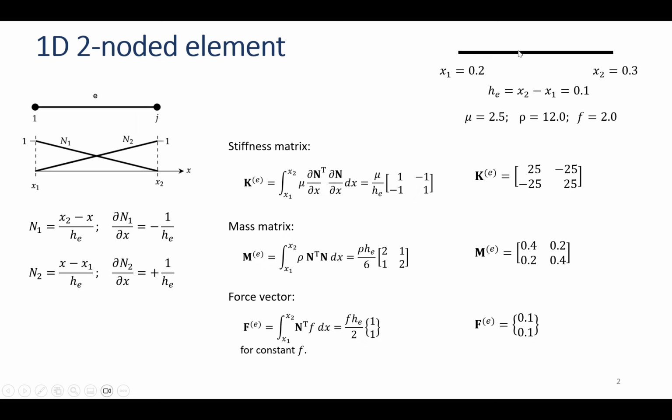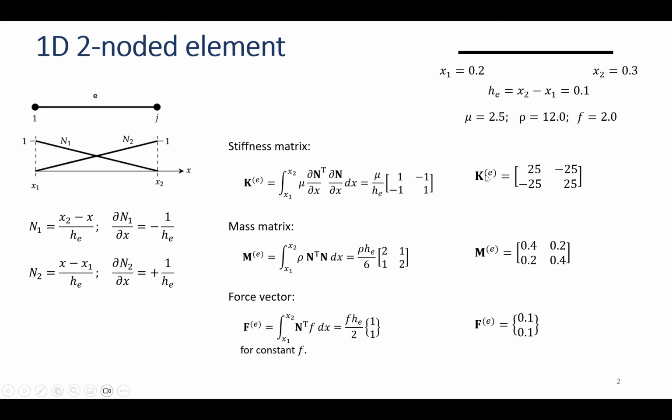So let's take an example of an element with coordinates 0.2 and 0.3. The first node is at 0.2, the second node is at 0.3, and we can calculate the length of the element, which is x2 minus x1, so 0.1 units. And let us take these parameters for the purpose of calculations. Mu is 2.5, rho is 12, and f is 2.